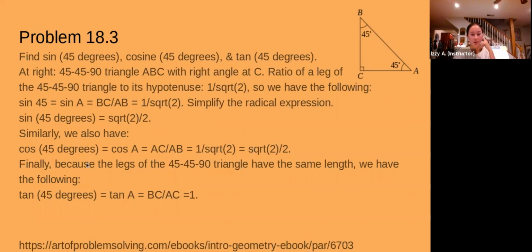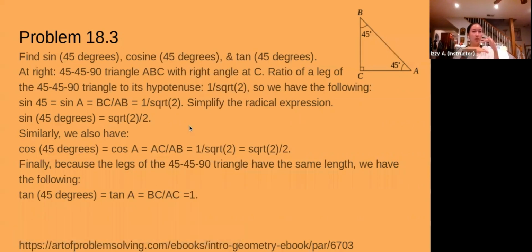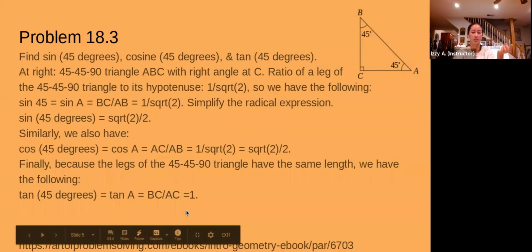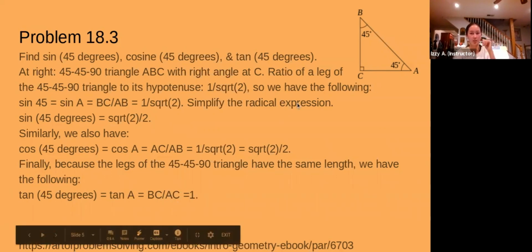And finally, because the legs of the 45-45-90 degree triangle have the same length, we have the following. Tan of 45 degrees is going to be tan of A. Remember, tan can be sine over cosine. Since we're dealing with division, sine of A divided by cosine of A would cancel out, so you would eventually get 1 as your answer. Or you can just say tangent is equal to opposite over adjacent, that's BC over AC, so that would be equal to 1.